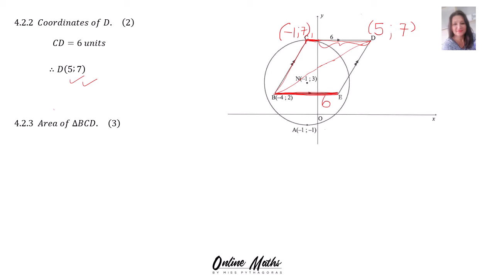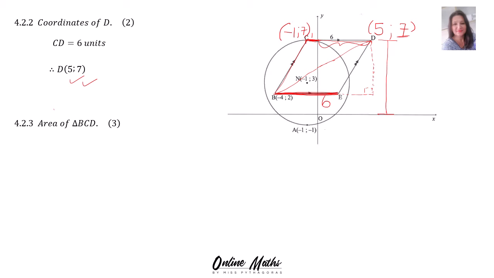parallelogram. But then we also need to know what the perpendicular height is, because the formula for the area of a parallelogram is base times perpendicular height. Now, how are we going to calculate that? Do you agree? We just worked out that the y-coordinate there at D is 7. So that means this whole distance there will be 7 units. But we are only interested in this little bit up to there.